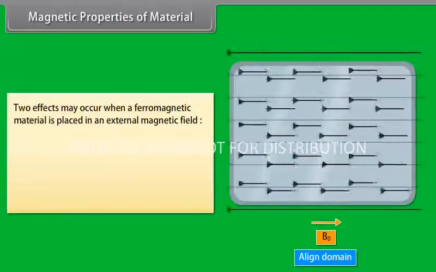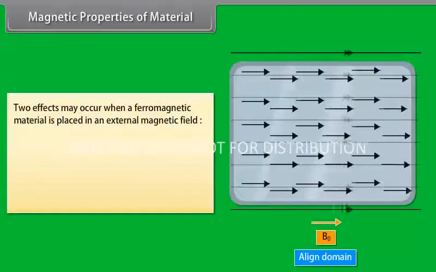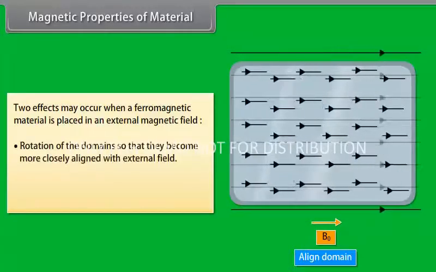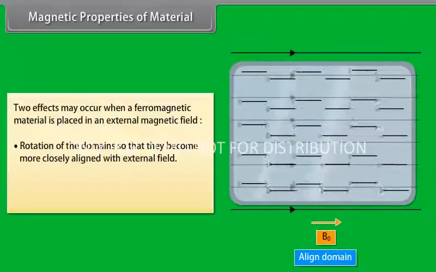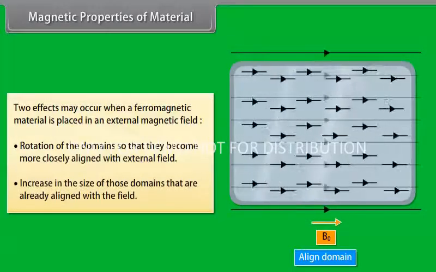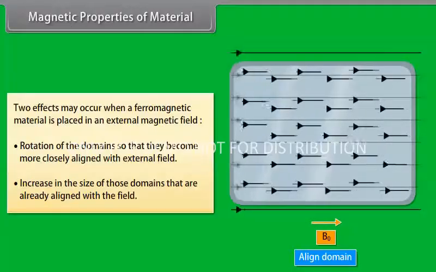Two effects may occur when a ferromagnetic material is placed in an external magnetic field. Rotation of the domains so that they become more closely aligned with external field. Increase in the size of those domains that are already aligned with the field.